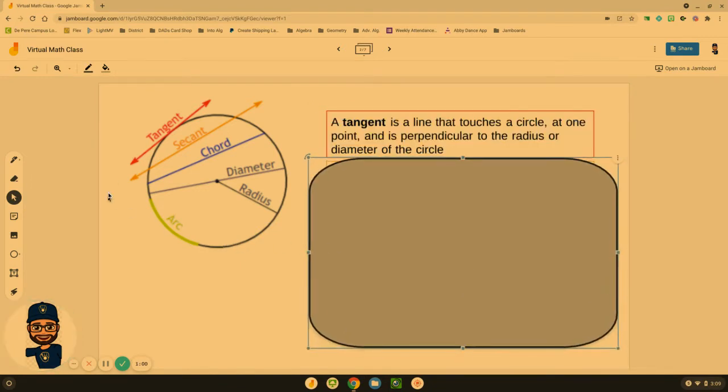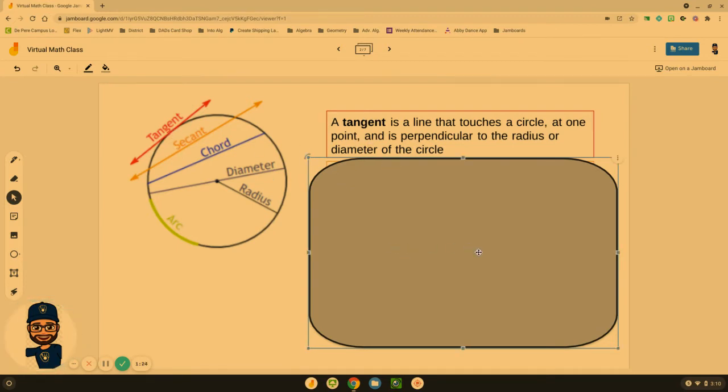The red line up on top is called a tangent. And a tangent is a line that touches a circle at exactly one point, one and only one point, and it is perpendicular to the radius or to the diameter. So we could draw that point to point here and it would be perpendicular. So it only touches it at one point.